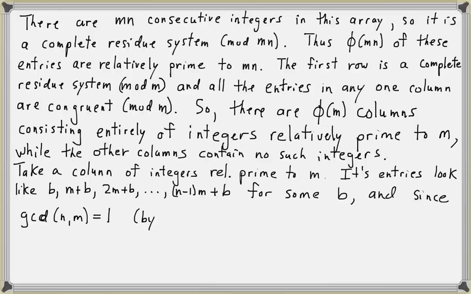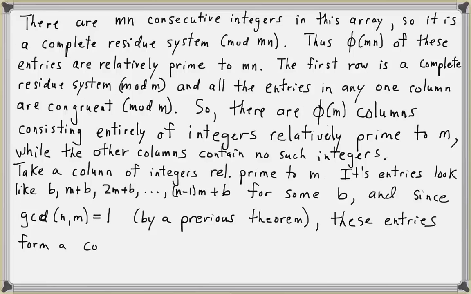So by a previous theorem, we can conclude that these entries form a complete residue system mod n. Let's just think about that for a minute. Think about the numbers 0, 1, 2, 3, all the way up to n minus 1. That is a complete residue system mod n. So if I multiply each one of those by m, which is relatively prime to n, and then add an integer b, then I still have a complete residue system mod n. From a previous theorem, we showed that.